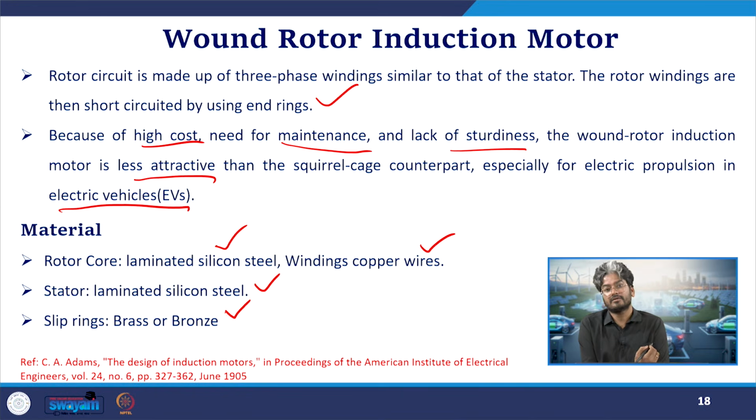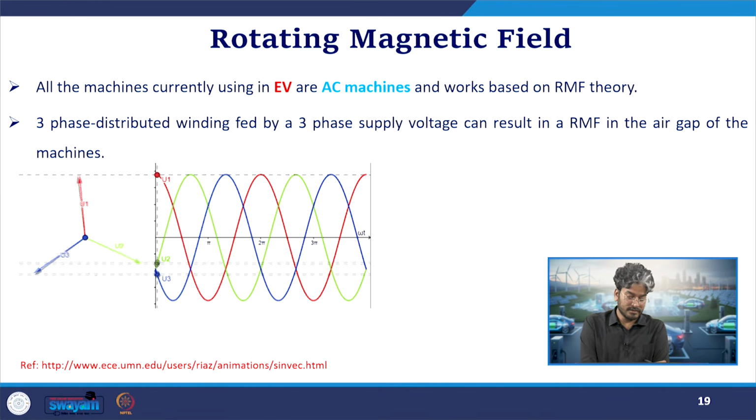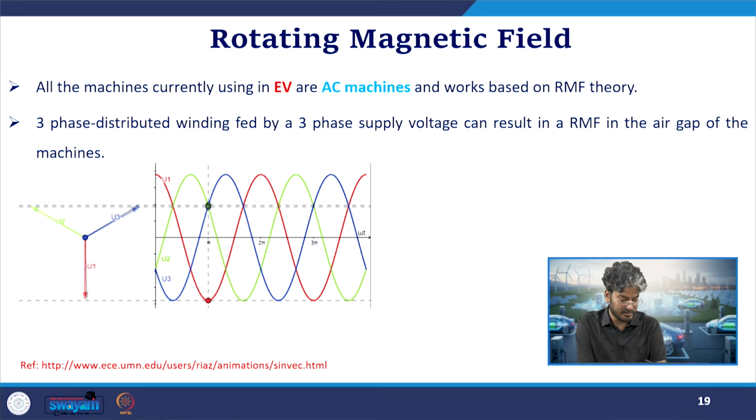So they will be subjected to high mechanical stress, and friction will be there. So we go for these brass and bronze materials which have better electrical conductivity as well as mechanical strength. Then the brushes will be made of carbon, and we place mica sheets below the slip rings so that the friction can be minimized. The brushes will be of carbon because it is a good conductor of electricity, and this is how our wound machine will be constructed, and it is rarely used in our electric vehicle application. So we will be concentrating on the squirrel cage throughout our discussion in this lecture series.